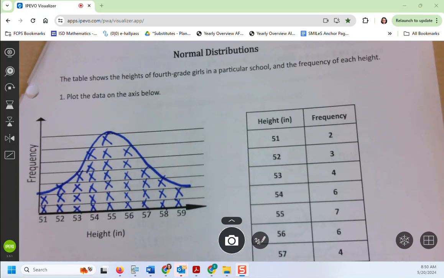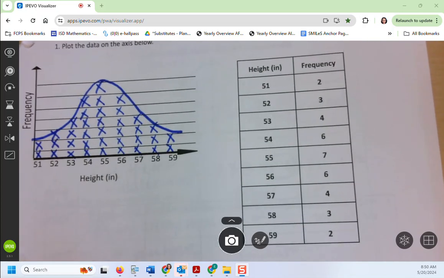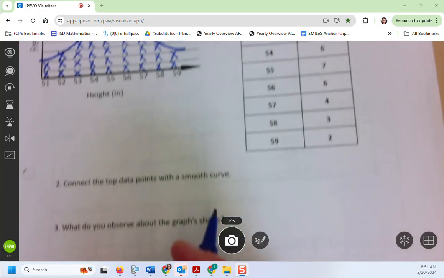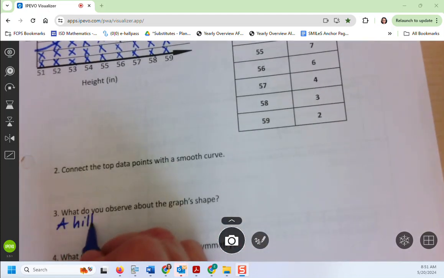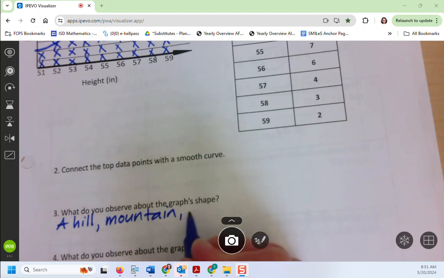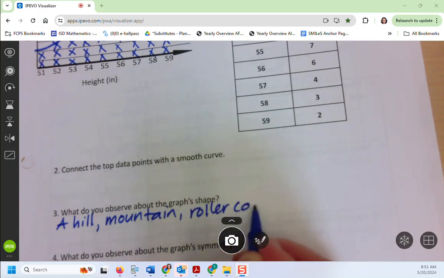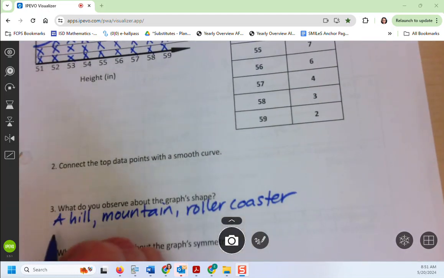How would you describe that shape to someone who hadn't seen the graph? A hill, right. So it kind of looks like a hill, a mountain. What else? Bell curve? A roller coaster. Okay, those are all good descriptions, and it is technically called a bell curve.